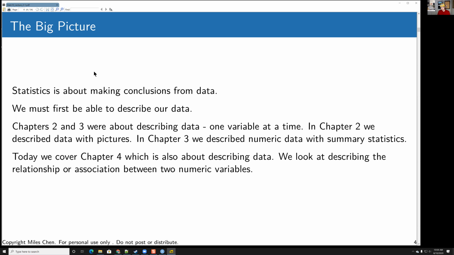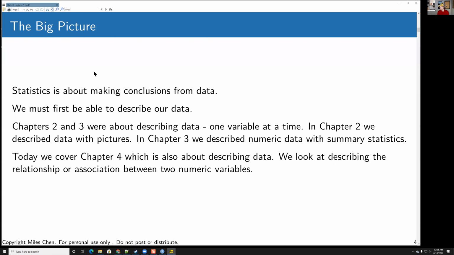We looked at one variable at a time. And in chapter 2, we described data with pictures. So we saw histograms, dot plots, and bar charts. And in chapter 3, we described data with numeric summaries. So we had things like the mean and the median, and things to describe the amount of spread, like the standard deviation and variance and IQR and things like that.